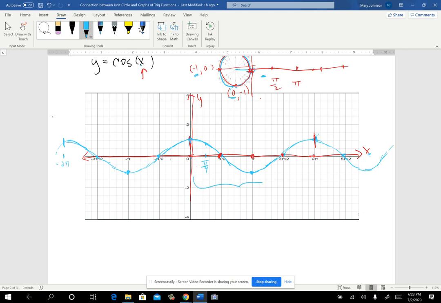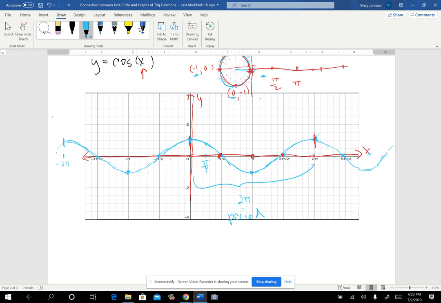So the period for this is 2 pi. You got the same thing happening every 2 pi chunk. Just gets copied and pasted over and over and over again. All right, another thing that's the period. So the period of cosine is 2 pi, just like the period of sine was 2 pi.